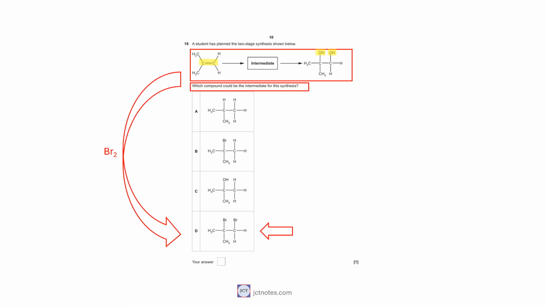The initial product reacts with bromine through electrophilic addition. Then, the bromines can be replaced with OH groups using sodium hydroxide in a nucleophilic substitution reaction, yielding the desired product. The other options would be more challenging to obtain the final product with only 1 intermediate. Therefore, the answer is D.